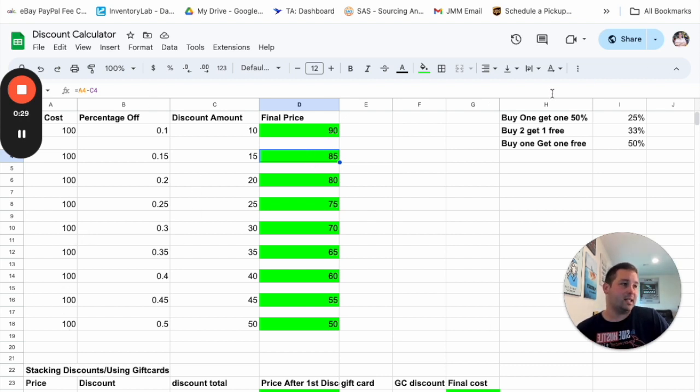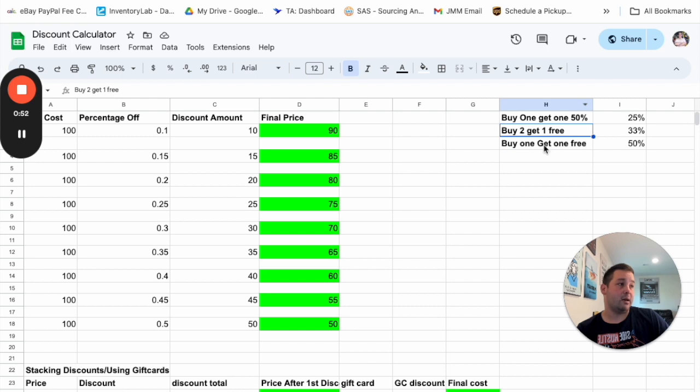And over here are kind of the most common sales you're going to come across. So buy one, get one 50% off. That equates to 25%. I used to waste so much time Googling all this stuff. I found that these are probably the most common. Buy one, get one free. That means 50% off. And then buy two, get one free. That equates to 33% off.